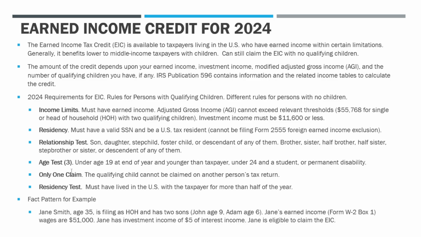Okay. Now, only one claim is allowed, meaning that if you have parents that are separated and split custody, let's say, only one parent can claim this child as a qualifying child for purposes of the earned income credit. So the qualifying child can't be claimed on 2 separate returns. And then lastly, the residency test. The child has to have lived in the U.S. with the taxpayer for more than half the year.